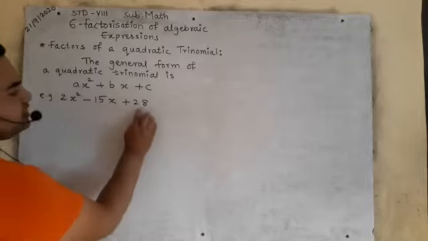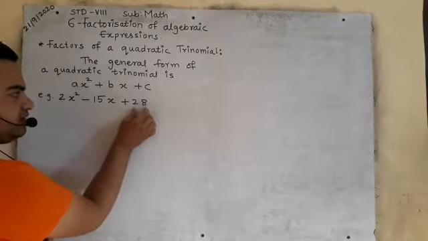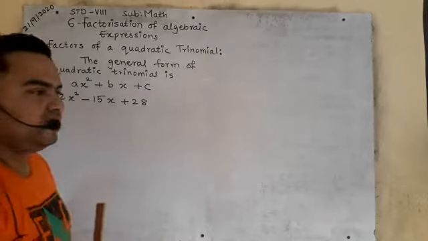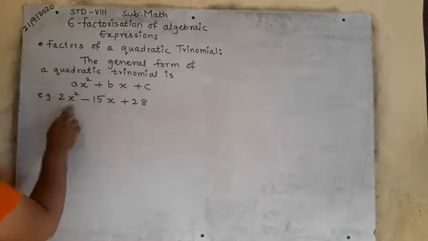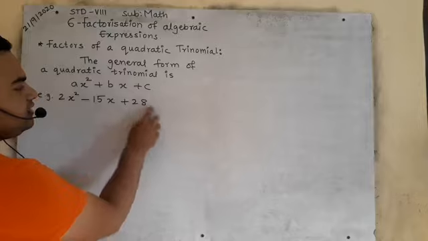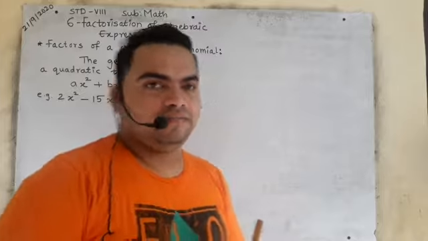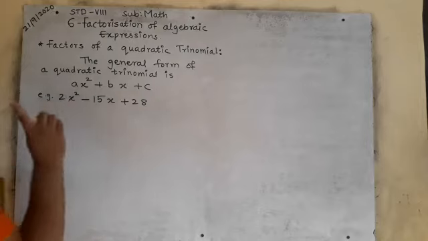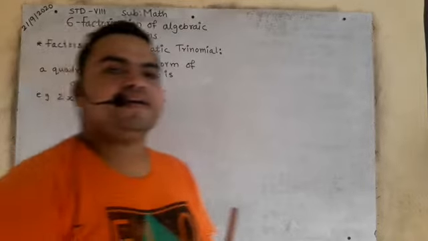And the last, can you see 28? Is there any variable here? No. This is only 28. This third term is a constant term, which will not change. If you change the value of x, these 2 terms will change. This 28 has no variable, so it is considered a constant term. So this is a trinomial, 1, 2, 3 terms, and x is the only variable whose highest index is 2. Therefore it is considered a quadratic trinomial.